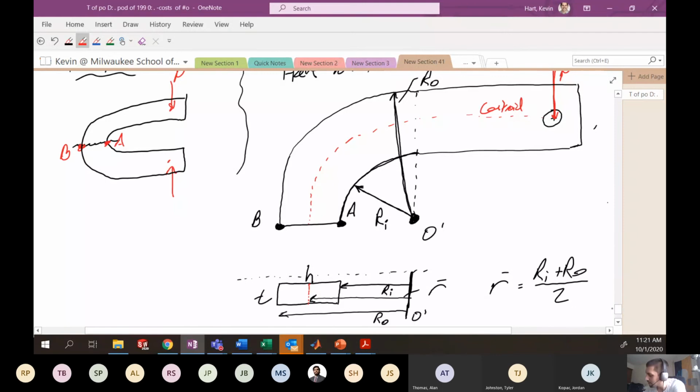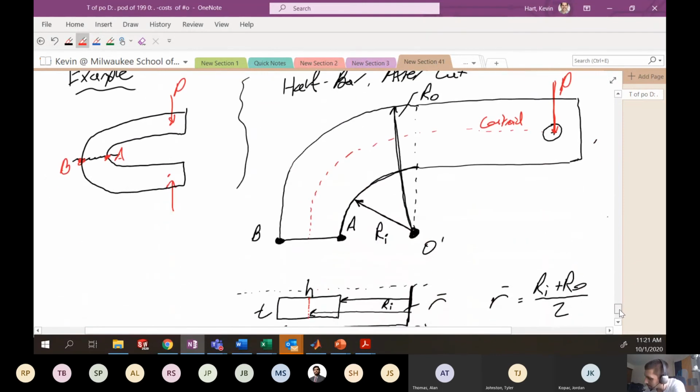Okay, now back to my half bar up here. If I'm interested in this cross section here, I've got to relocate this force P to that cross section and also account for the moment that's created. So in this situation, I have to balance out the force with obviously a load P in the other direction. And I also have to balance out the moment that is created by relocating that force over there. And that would be the moment that looks something like this.